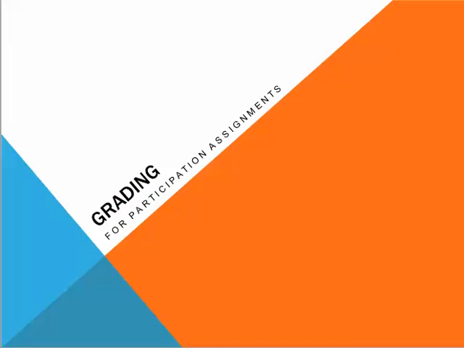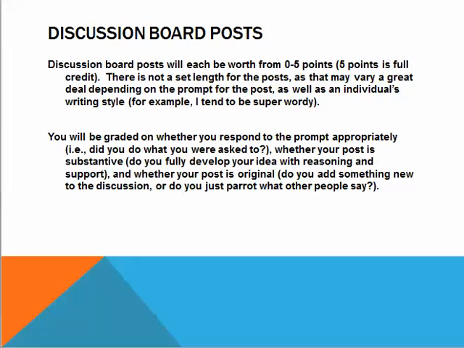Grading for participation assignments. Each kind of assignment is graded a little bit differently. The discussion board posts are graded individually, and they are each worth from 0 to 5 points. 5 points is full credit. There is not a set length for the posts because that can vary quite a bit depending on the prompt for the post as well as an individual's writing style. For example, as you probably all figured out, I tend to be super wordy. Other people are very brief.